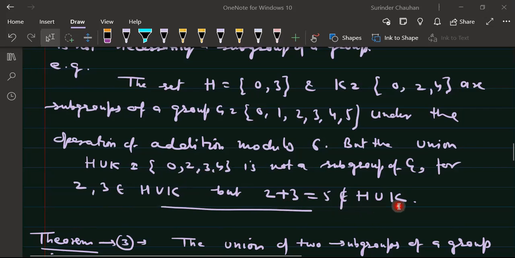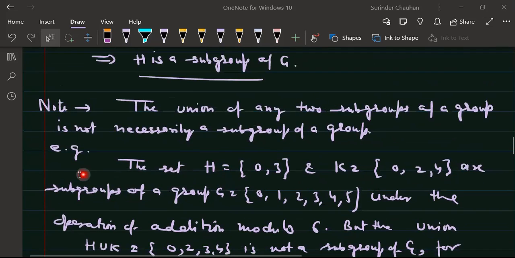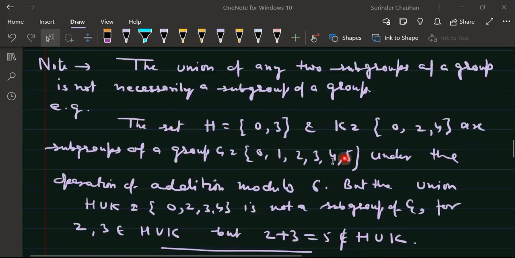H union K. This example implies that the union of two subgroups is not always a subgroup. This is a group under the operation of addition.